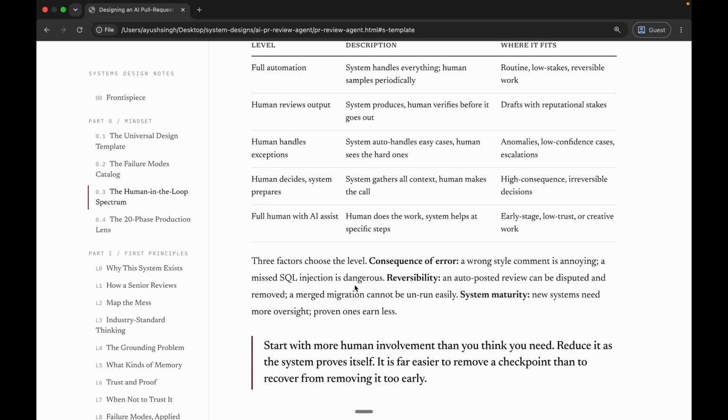Reversibility: an auto-posted review can be disputed and removed, but a merged migration cannot be undone easily. So what is the kind of reversibility for our kind of system? Then system maturity, which means new systems need more oversight, proven ones earn less. Is this a system that's already there? If not, we need to give it more human involvement. So these are a few factors, the consequence of error, reversibility, and system maturity, which you look at when designing any sort of system.